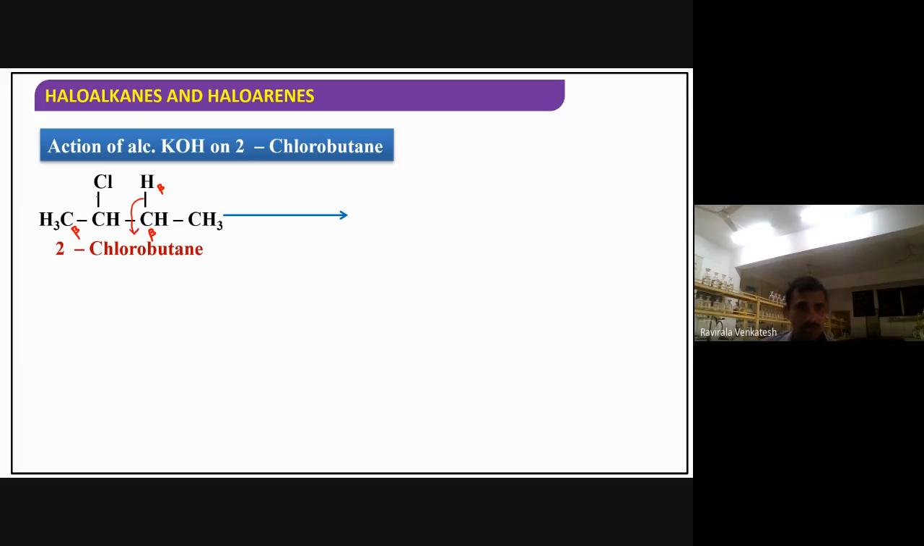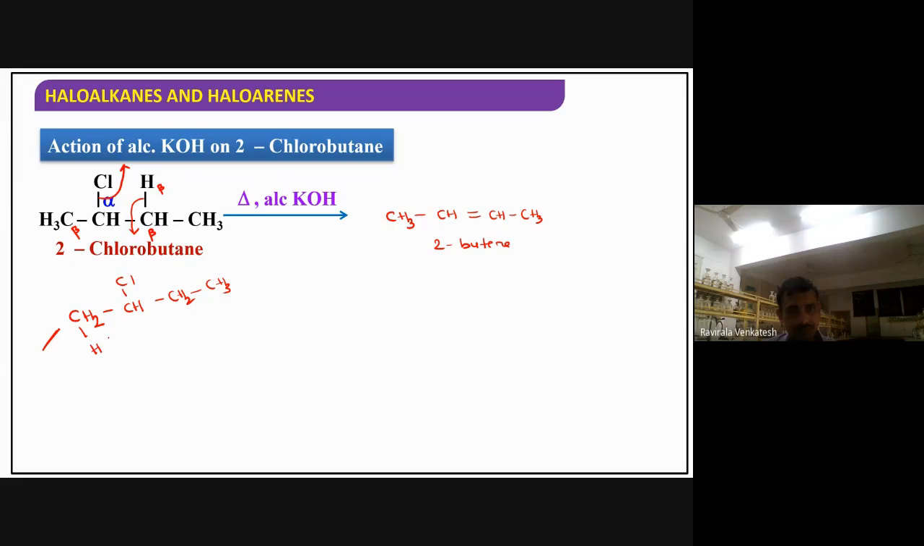Now if you shift this one, what happened? Chlorine will be removed. It will be called 2-butene, right? It looks like this: CH double bond CH and CH3. This is called 2-butene, right? If I take it like this, is it called 2-chlorobutane or not? Tell me, this one is called 2-chlorobutane or not? Yes, sir, 2-chlorobutane only. Both are the same only.